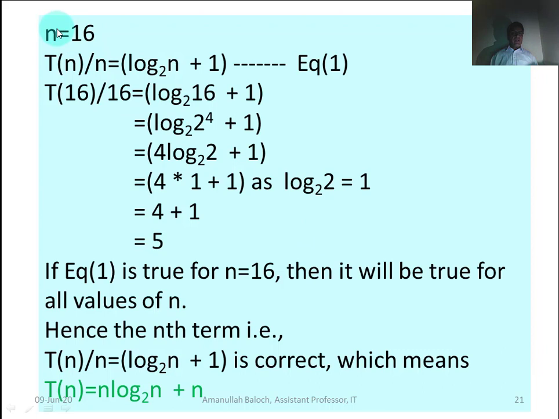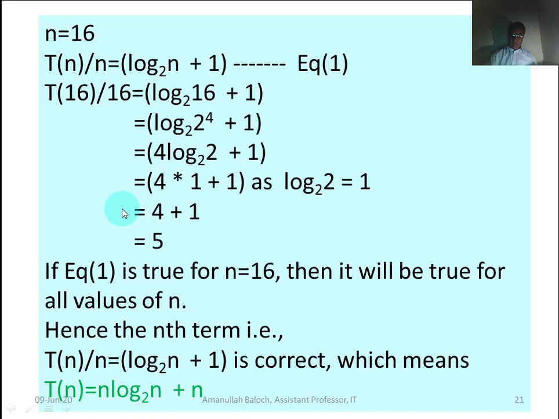If n is equal to 16, T of 16 divided by 16 becomes this, and the right side becomes log of 16 base 2 plus 1. 16 may be written as 2 to the power 4, so log of 2 to the power 4 base 2 plus 1. For this 4, we apply the log rule: 4 comes in front, 4 log of 2 base 2 plus 1. Log of 2 base 2 is equal to 1, since every logarithm whose argument and base are the same has value 1. So 4 into 1 plus 1 is equal to 5. Using this equation, we got the value 5 for T of 16 divided by 16.